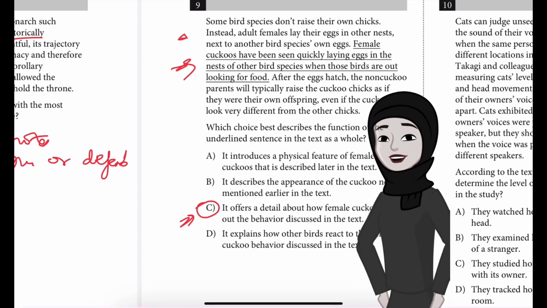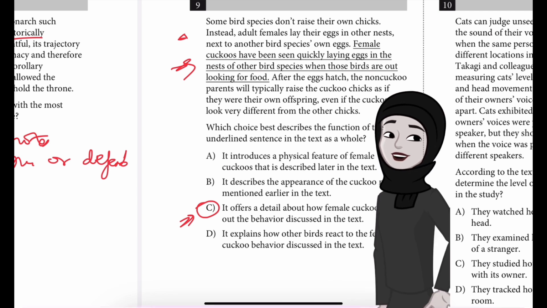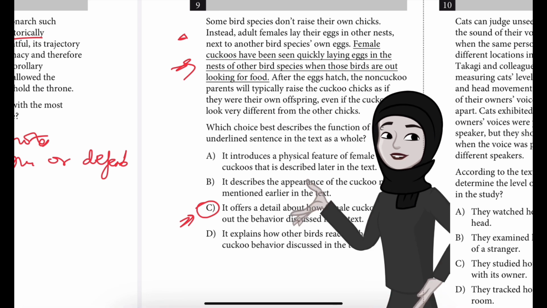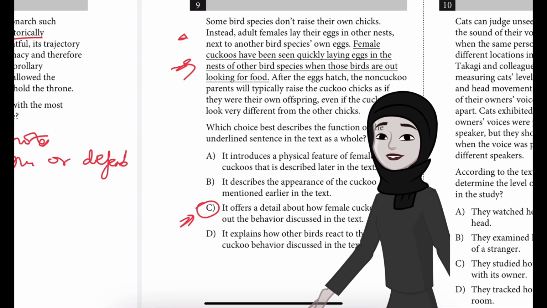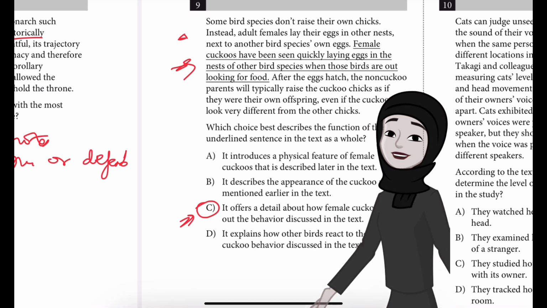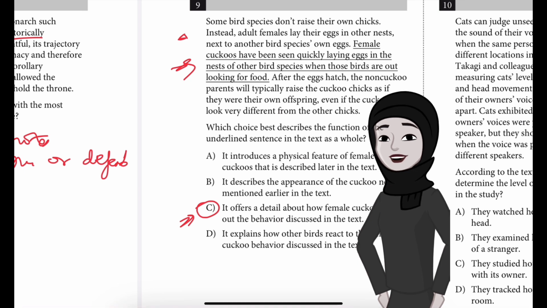Then the underlined sentence is giving an example. The underlined sentence states that female cuckoo birds engage in this behavior, having been observed specifically laying their eggs in other nests while the other birds are out finding food. They have been observed that when other birds go to find food, they just go quickly and lay the eggs. According to the text, the cuckoo chicks are then raised by the other birds. Thus, the underlined sentence provides a particular detail about how female cuckoos carry out the behavior of laying eggs for other birds to raise. So it is offering a detail about how female cuckoos carry out the behavior, what exactly they do.